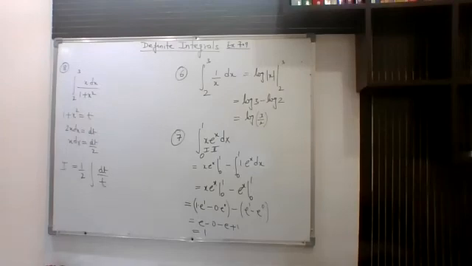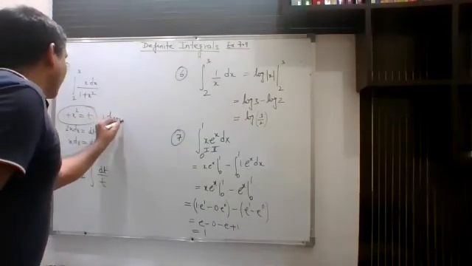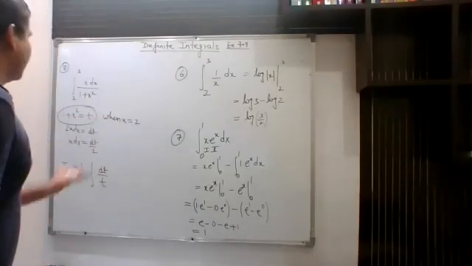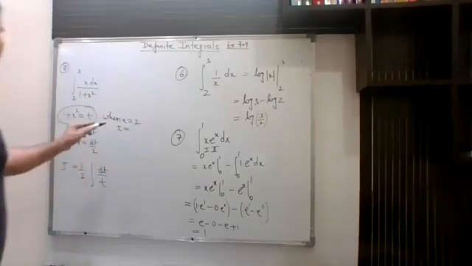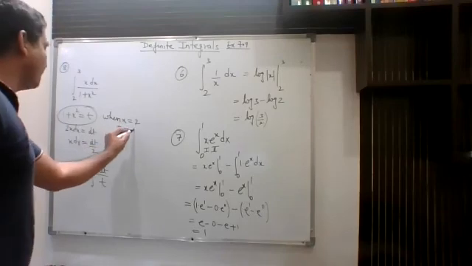So how to calculate these? We will utilize this substitution. So you will say when x is 2, then t will be equal to, here put x is equal to 2. So when you put 2, it will become 5.